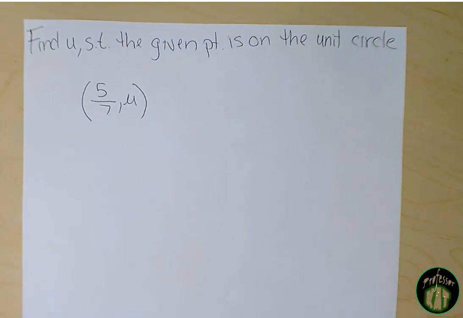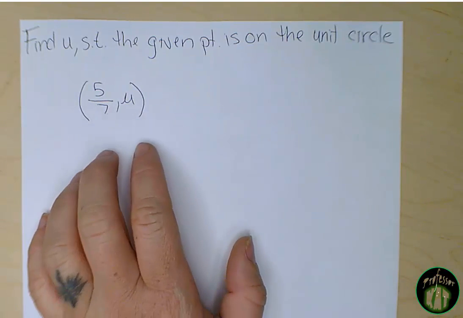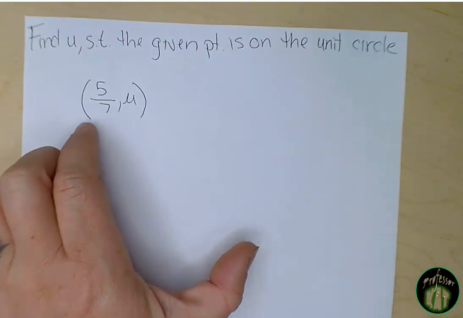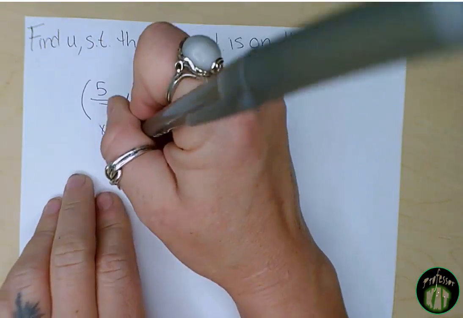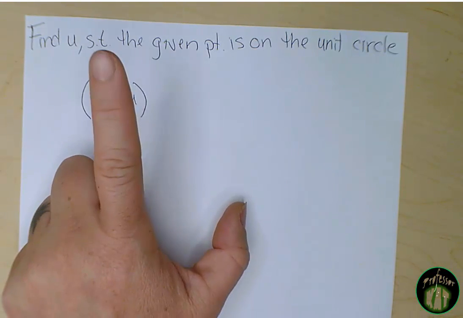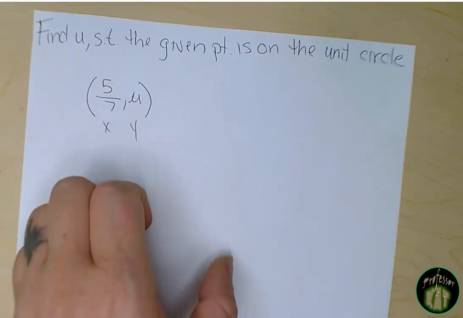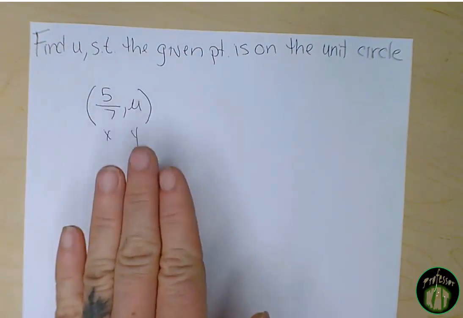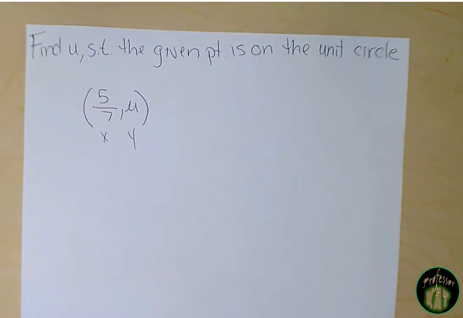So let's talk about how we find u such that the given point is on the unit circle. Here we're given a coordinate. We know that our x value is 5/7 and our y value is going to be u. We don't know that, so we're trying to figure out what u has to be in order for this given point to be on the unit circle.